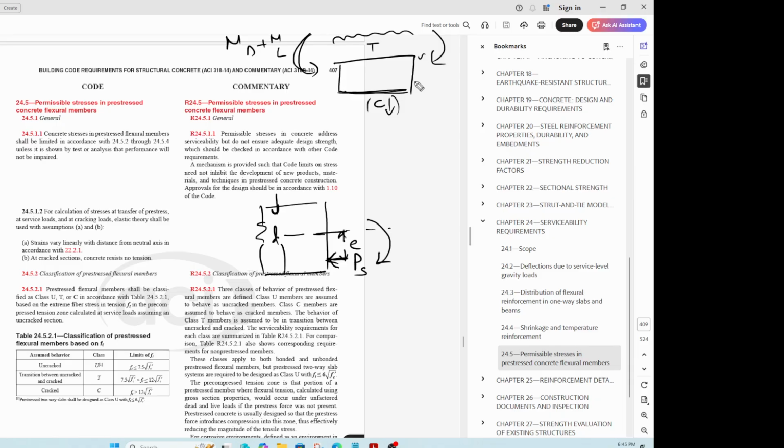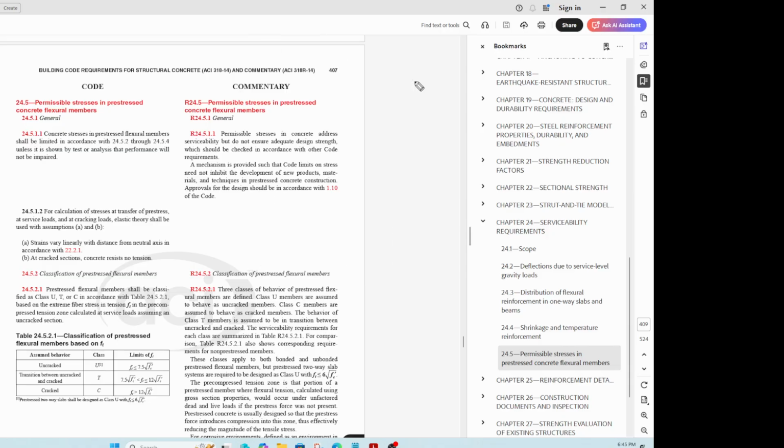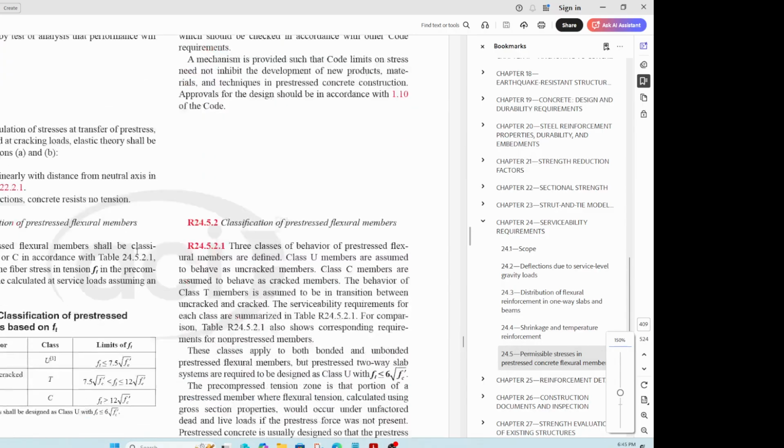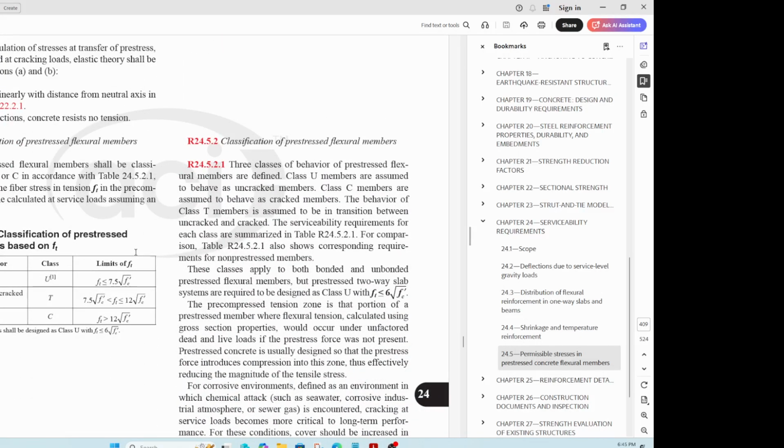the basics about why we want to pre-stress our beam. But let's see what the code has to say, right? So this section here, there's a small classification.